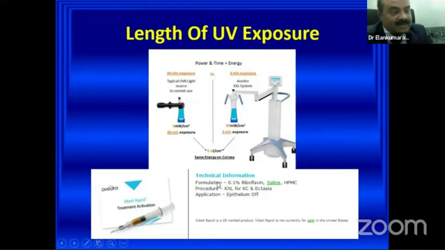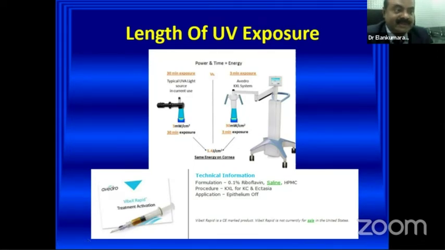Now, how long should we do it? When it came, it was just said that 5.4 joules per centimeter square was what was required. Total energy was required. It would be given as 3 milliwatt per centimeter squared for 30 minutes, or reverse it, 30 milliwatt per centimeter squared for 3 minutes. But this accelerated had a lot of advantages because the patient lying down on the bed for 30 minutes looking at a light, particularly a young patient, is usually uncooperative.